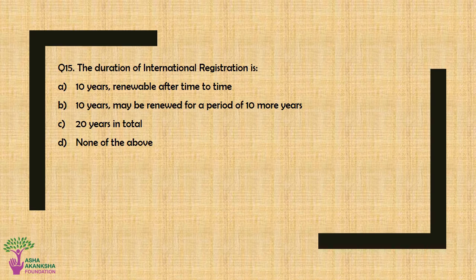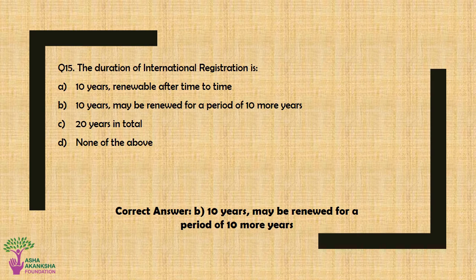Question number 15. The duration of international registration is option A, 10 years, renewable from time to time. Option B, 10 years, may be renewed for a period of 10 more years. Option C, 20 years in total. Or option D, none of the above. The correct answer for this question is option B, 10 years, may be renewed for a period of 10 more years.